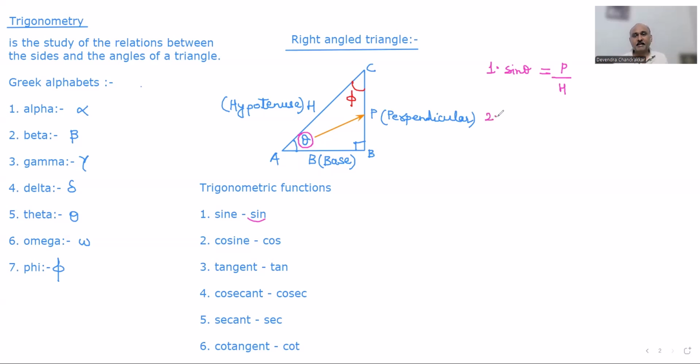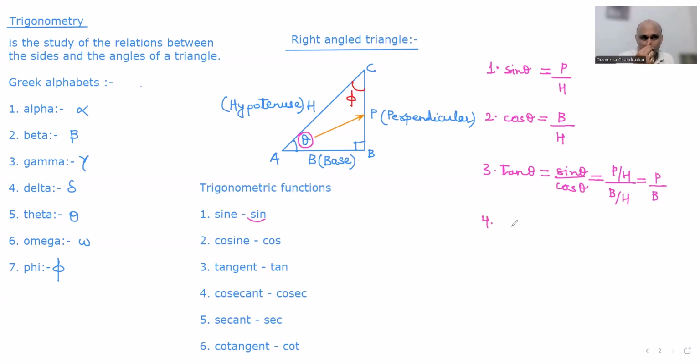Second one is, how is cos theta given? Cos theta is given as base upon hypotenuse H. Third is, how is tan theta given? Tan theta is given as sine theta upon cos theta. So this is P upon H upon B upon H, or we can write it as P upon B. I hope all of you understood this. Yes or no?